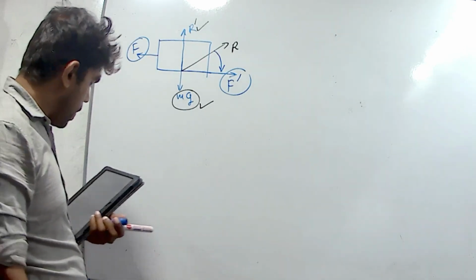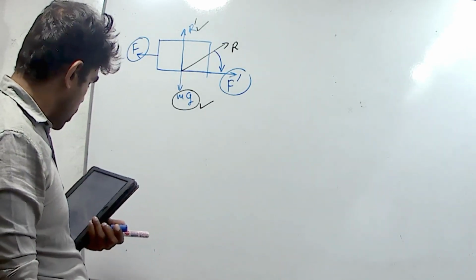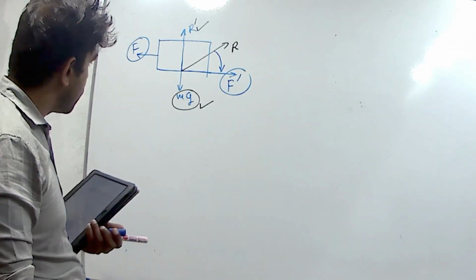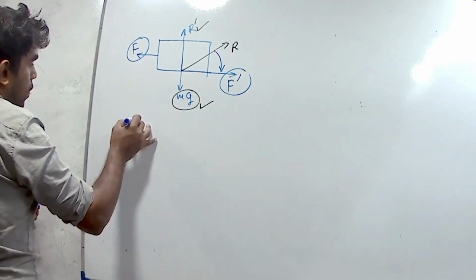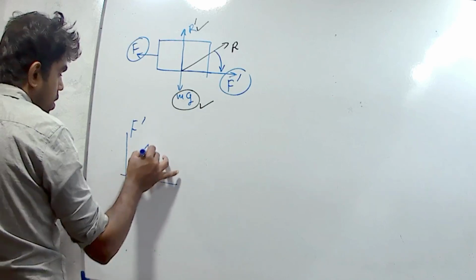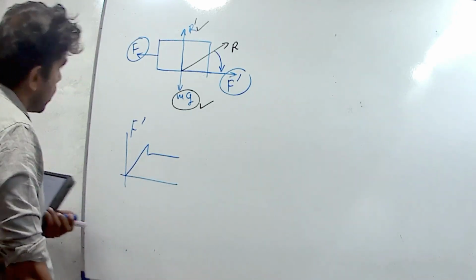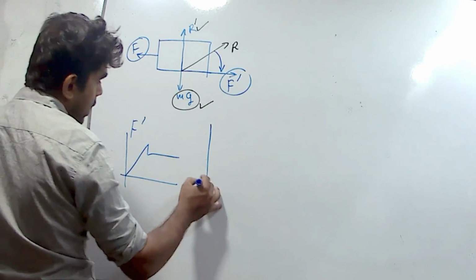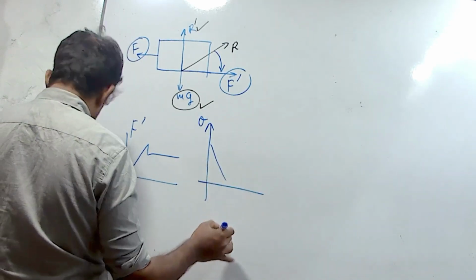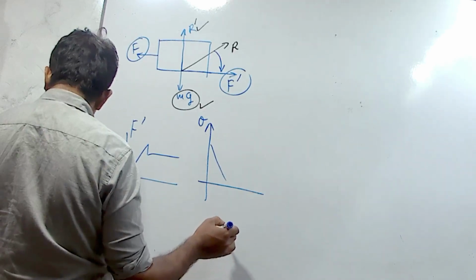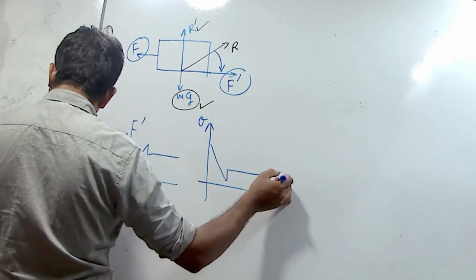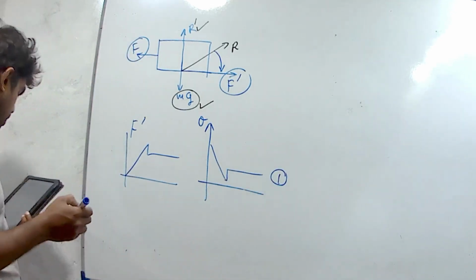Then the theta value should be decreasing and finally becomes a constant. You know that the frictional force is varying like this. Then the angle theta should be decreased and becomes a constant. Then the answer should be 1 for question number 13.